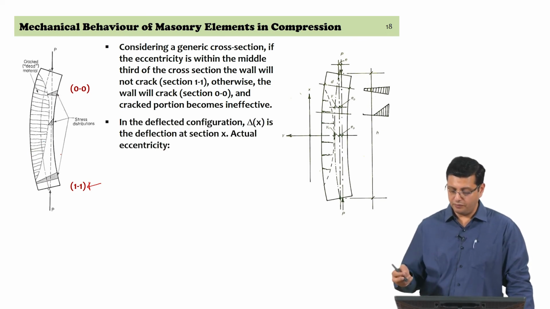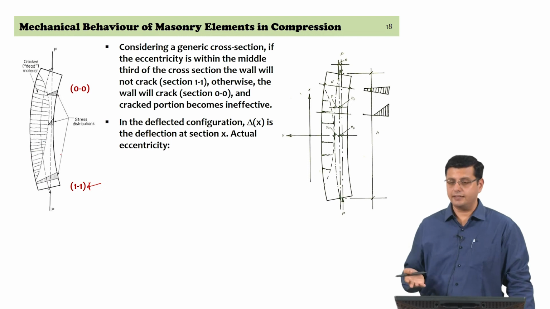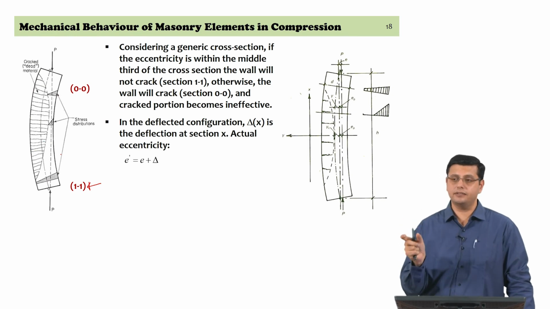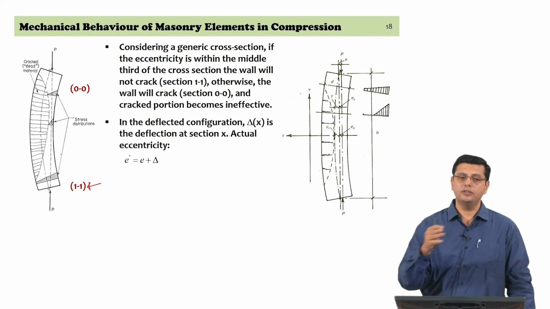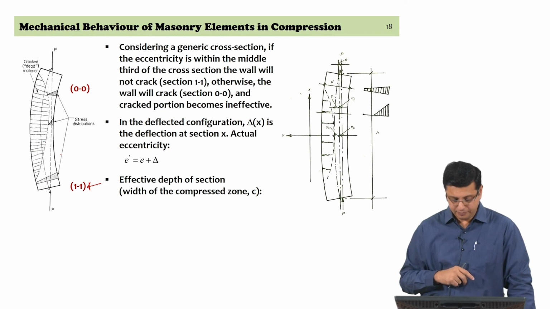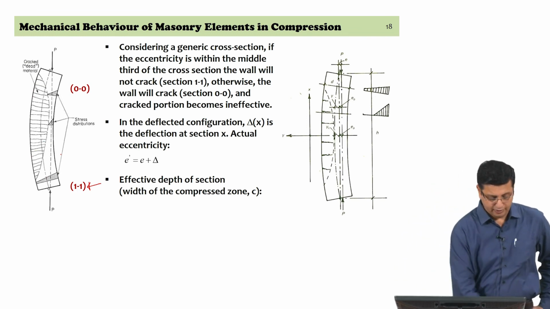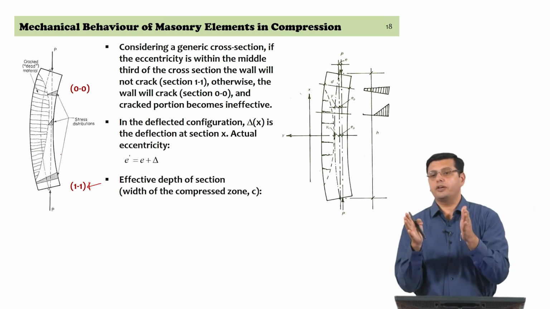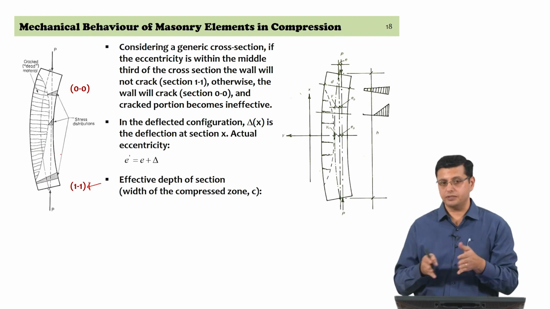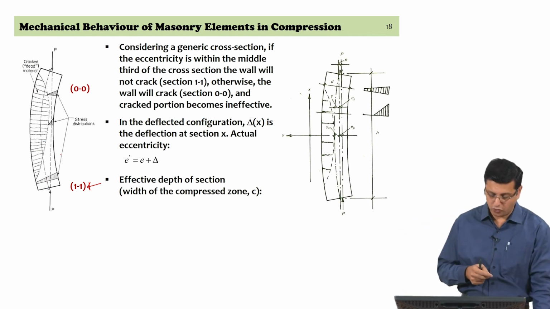Okay, we are looking at sections along x, along the height x. Delta x is the deflection at any specific section x that you are looking at. So, there is a total eccentricity, one is contributed by the eccentricity of the load, the other is contributed by the deflection of the wall itself. So, total eccentricity E prime is E plus delta, and now since we have assumed that part of the wall section is going to be cracked and part is uncracked, we are interested in looking at the width of the compressed zone, because you can use only the width of the compressed zone in your equilibrium equations. So, let us assume that the width of the compressed zone is C and it varies for the uncracked zone and the cracked zone.